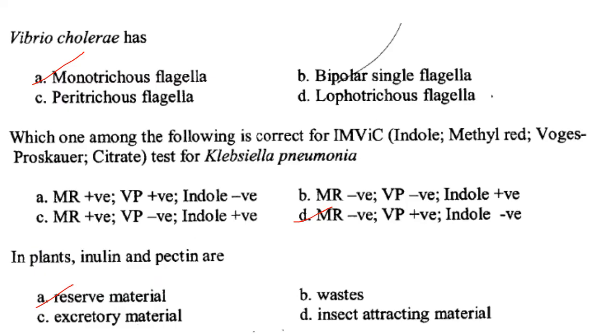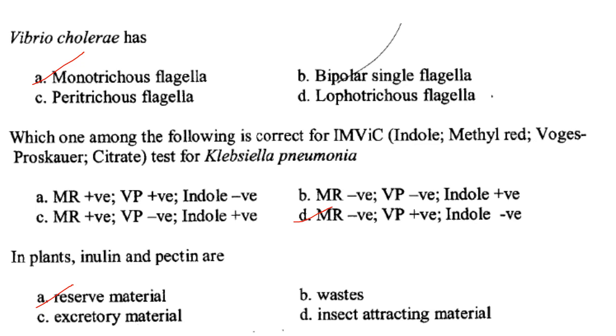Then Vibrio cholerae has monotrichous flagella. It is a highly motile bacterium that possesses a single polar flagellum. So it is a monotrichous flagella. Answer is option A.